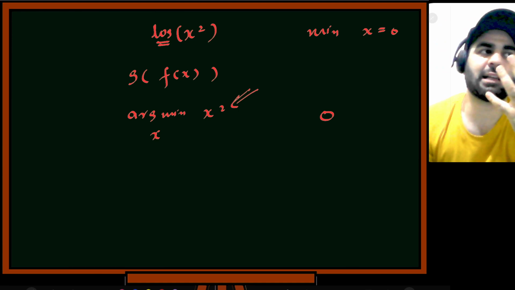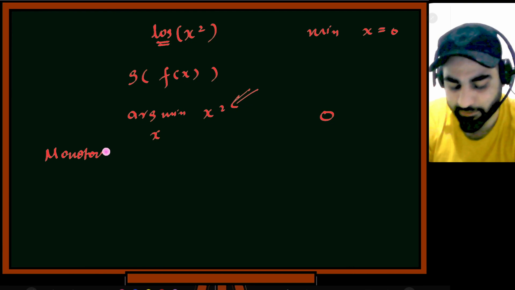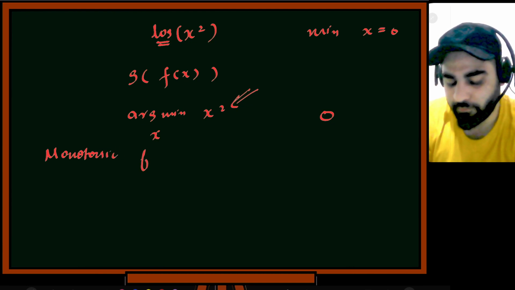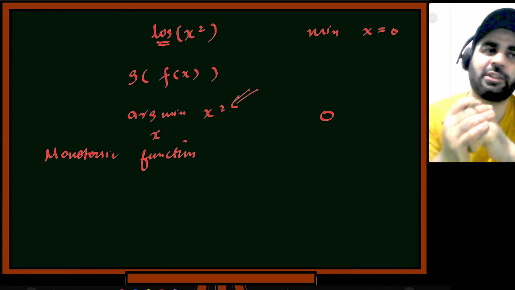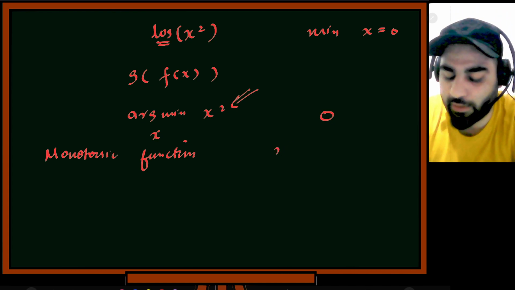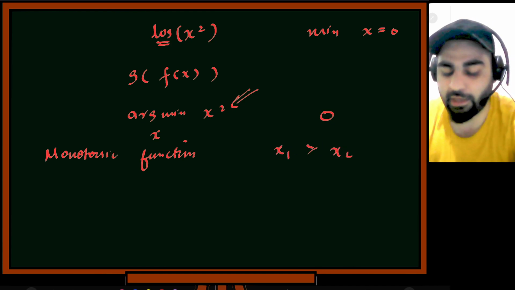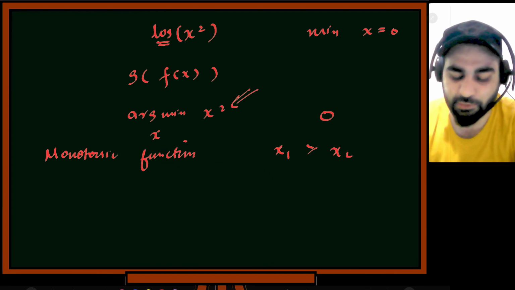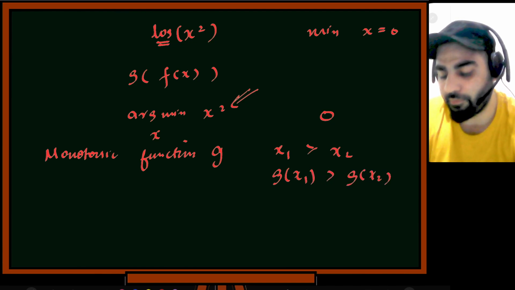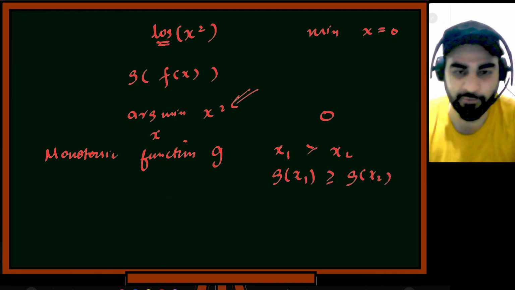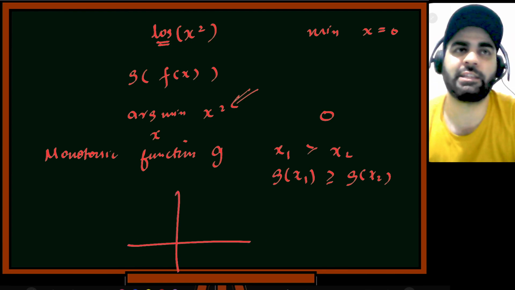So there is a class of functions which we will call monotonic functions. What are these functions? We have two types of monotonic functions: monotonic increasing functions and monotonic decreasing functions. Let's suppose I have two values, x1 and x2. If x1 is greater than x2, and I take a monotonic function g, then g of x1 is also greater than g of x2, or even equal to. Graphically, if a function is always increasing, we call it monotonically increasing or non-decreasing function.